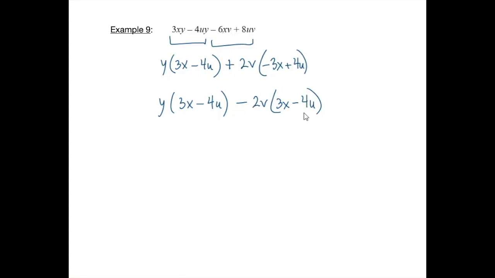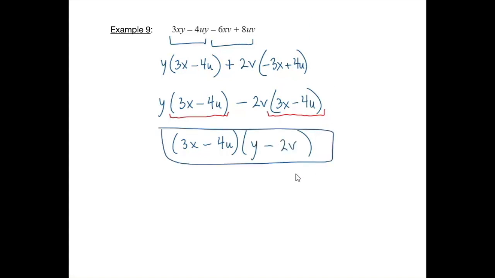Notice now the expressions are identical. So now we can continue factoring this. We're treating 3x minus 4u as a single factor, and we're factoring that out. What's left inside the parentheses will be the numbers that were in front of these expressions. So we'll have y for the first term and minus 2v for the second term. And again, the order for these factors does not matter. And you can double check your answer by multiplying this out using FOIL.